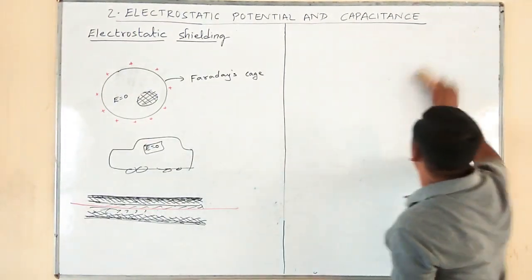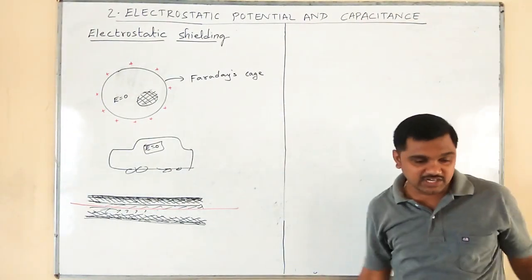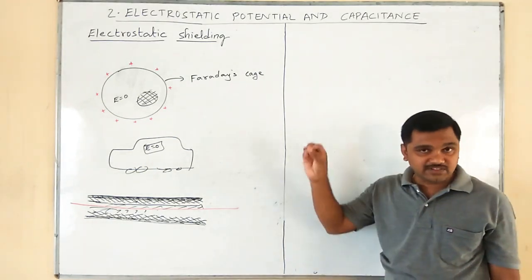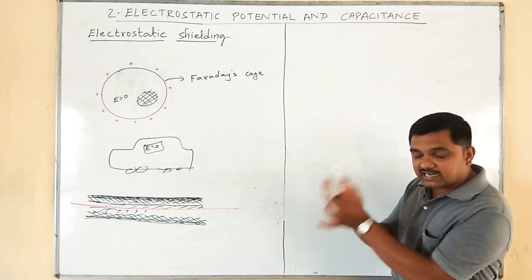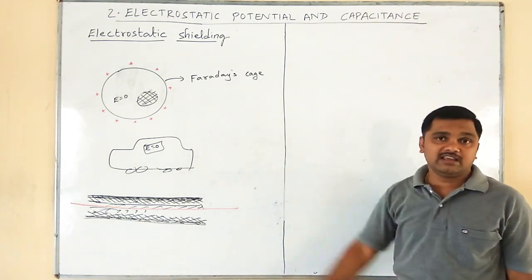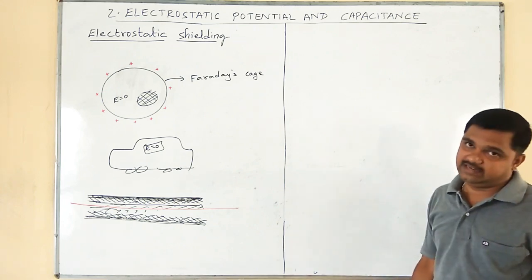Now you are able to answer my question. What is electrostatic shielding? Electrostatic shielding is a technique or a phenomenon of protecting a certain region or certain things from the effect of harmful external electric fields.